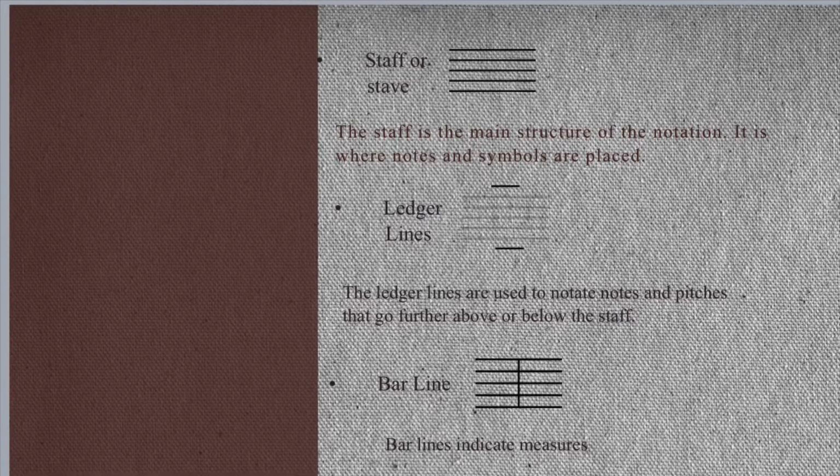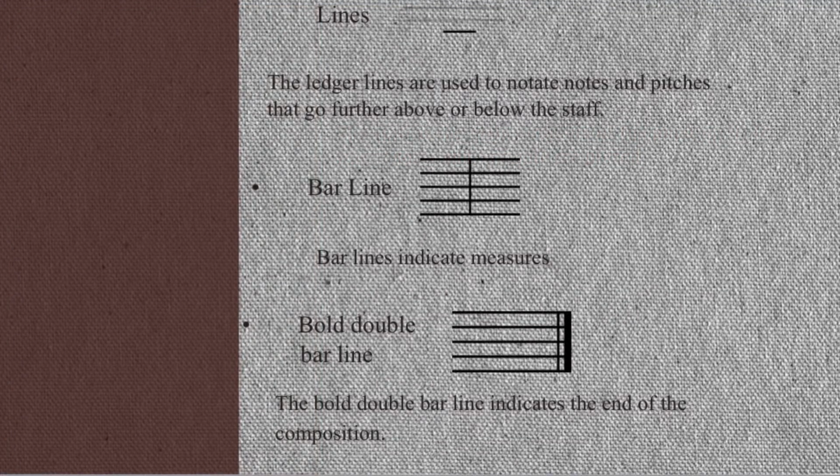Bar line. As you can see, the vertical line that is placed on the staff is called the bar line, and bar lines indicate measures. These separate measures and are also used for changes in time signature. Next is the bold double bar line. The bold double bar line indicates the end of the composition.